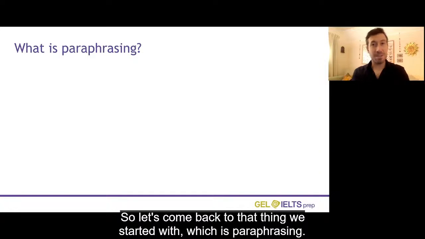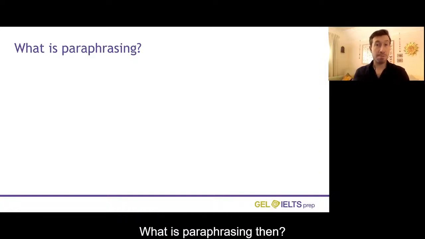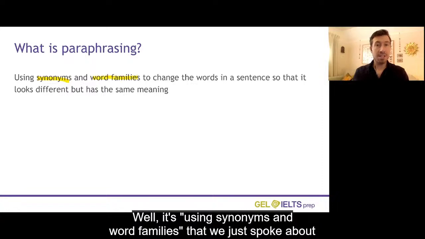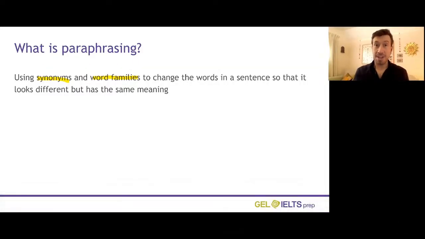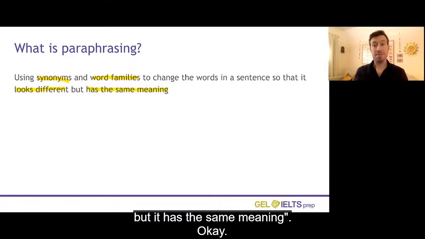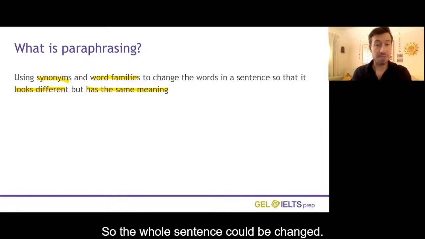So let's come back to that thing we started with, which is paraphrasing. So what is paraphrasing then? Well, it's using synonyms and word families that we just spoke about to change the words in a sentence so that it looks different, but it has the same meaning. Okay, that's really key. It looks different, but it has the same meaning. Okay, so the whole sentence could be changed.